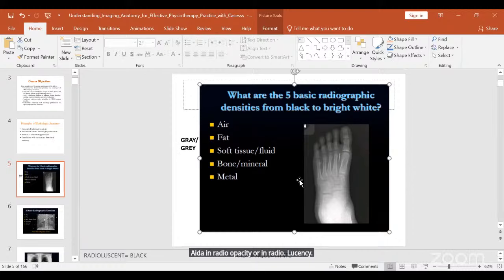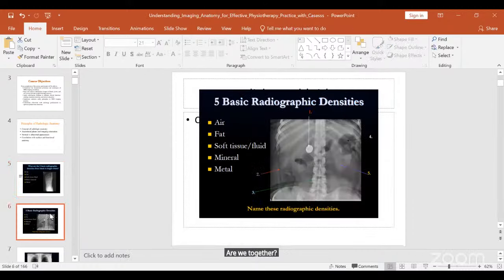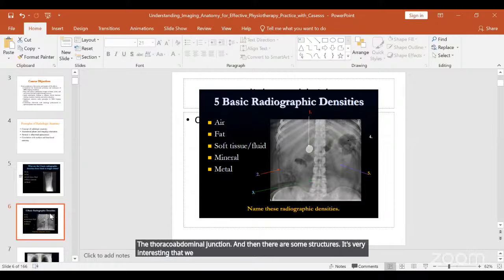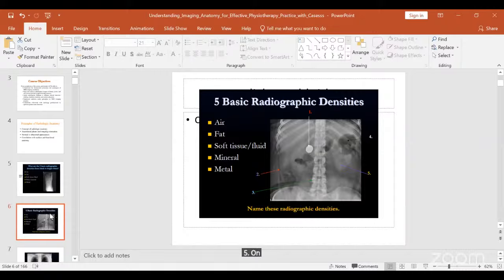Are we together? We move further again. Okay, these 5 basic densities. Here is a radiograph of the thoracoabdominal junction, and there are some very interesting structures that we labeled 1 to 5. On a careful assessment, what do you think is number 1? Anyone, please?